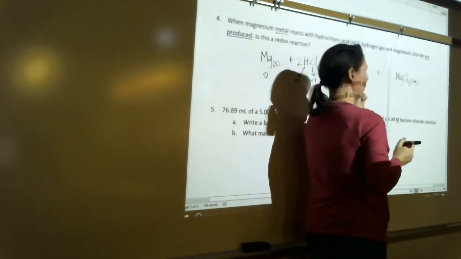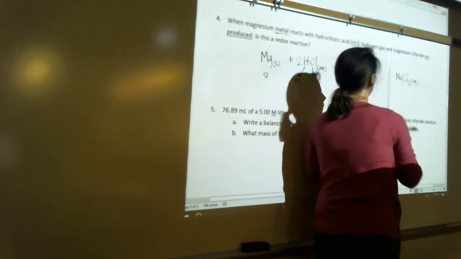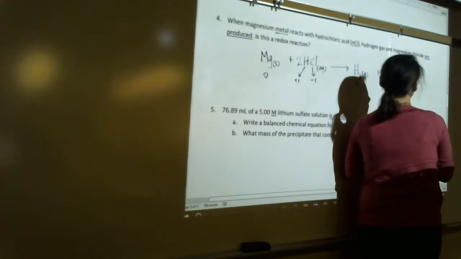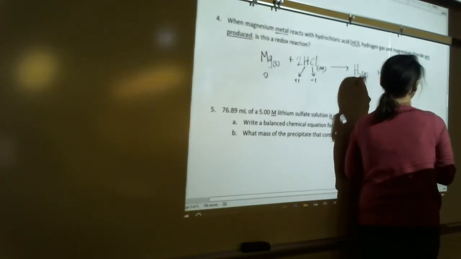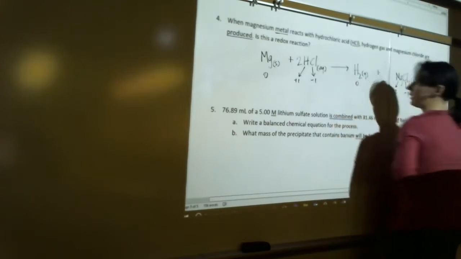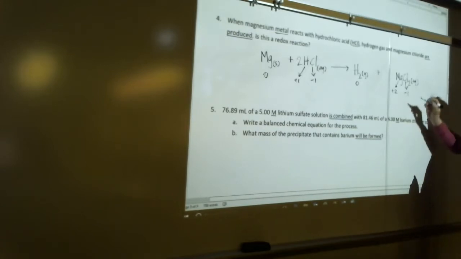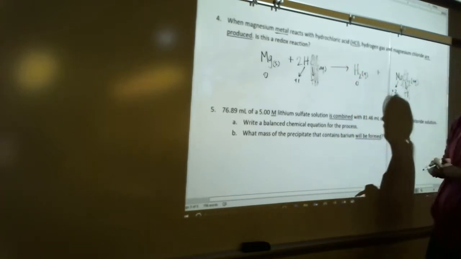What's the oxidation number for hydrogen gas? 0. Magnesium is a group 2, so what's its oxidation number? +2, so what does that mean? Chlorine is here, -1. Do we have anything that's not changing? We have a spectator, right? The chlorine isn't changing, so we can just ignore it if you want. Might simplify things a little.